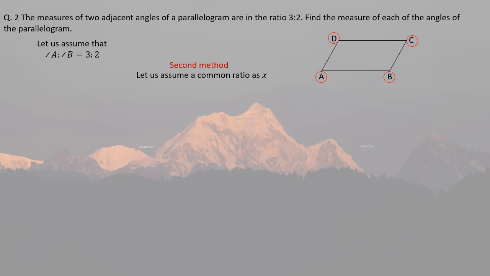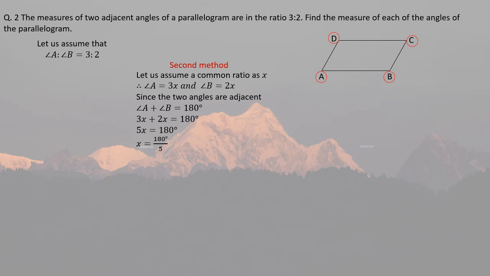Whenever we are doing this method, we have to assume a common ratio, let us say x. So we can write angle A is 3x and angle B is 2x. We know that they are adjacent angles, and when we add them it becomes 180 degrees. So angle A plus angle B equals 180 degrees. 3x plus 2x is 5x, which equals 180 degrees.